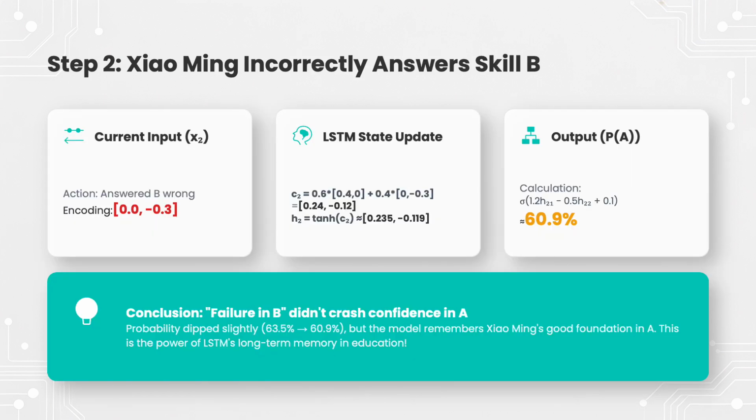Step 2. Xiao Ming answers skill B incorrectly. Our input is now 0.0, minus 0.3. The LSTM keeps 60% of the previous state, 0.4, 0.0, and adds 40% of the new negative input. The new cell state becomes 0.24, minus 0.12. The knowledge snapshot reflects this mixed performance. When predicting A, it dips slightly to 60.9%. Crucially, it doesn't drop to 0. The model remembers Xiao Ming's foundation in A.